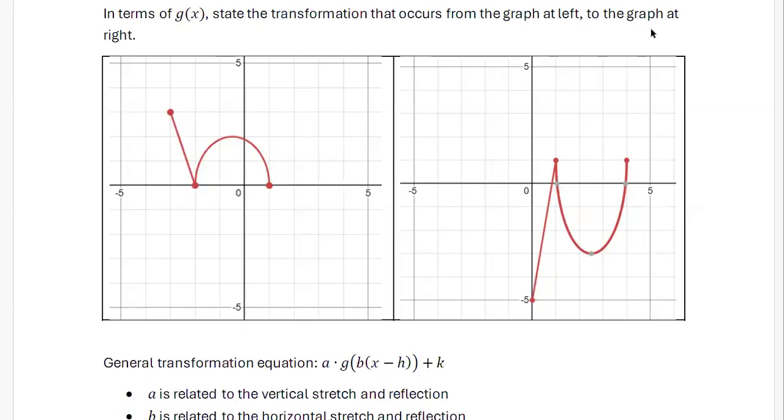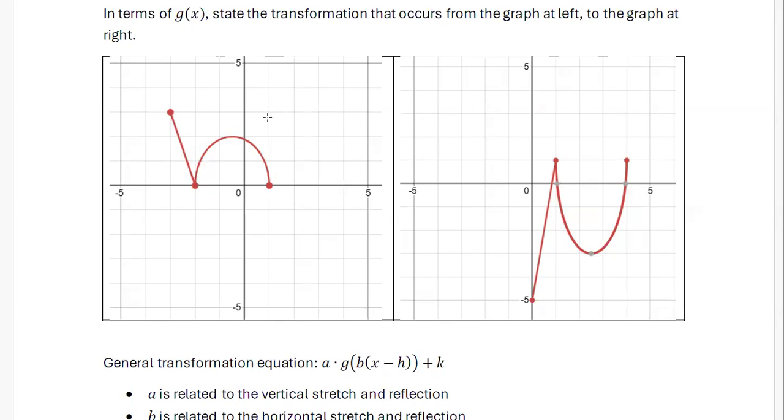Let's go over this transformation question. We're given this graph on the left over here. Looks like there's a line segment and a semi-ellipse. Okay, it's not quite a circle, it's an ellipse. And we want to transform it to this one on the right.